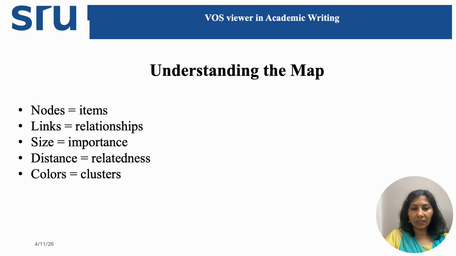So we have to understand the nodes, we have to understand the links between each parameter, and the size is also an important parameter. Then the distance or the relatedness between each parameter or the items has to be understood from a map. When we are taking a database into a visual map, we should be able to interpret the data also. The colors will be provided for the clusters in the map.